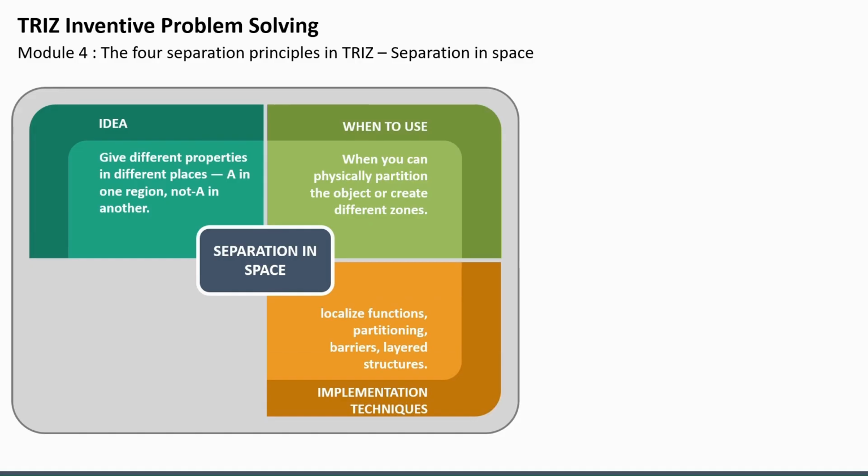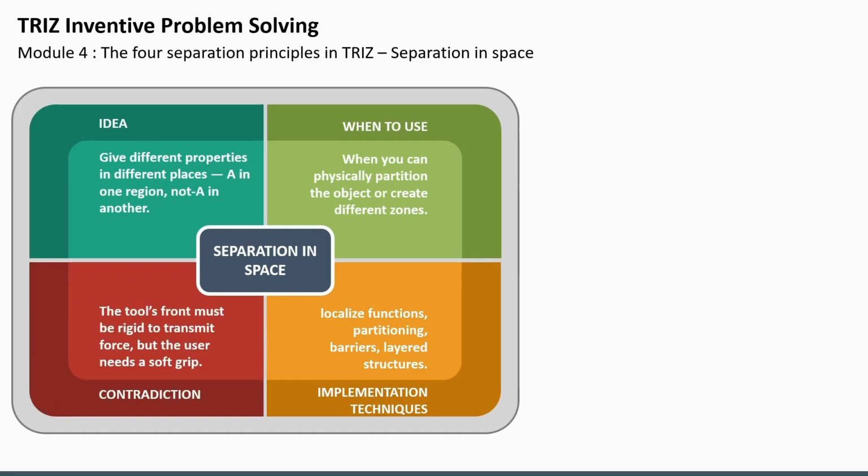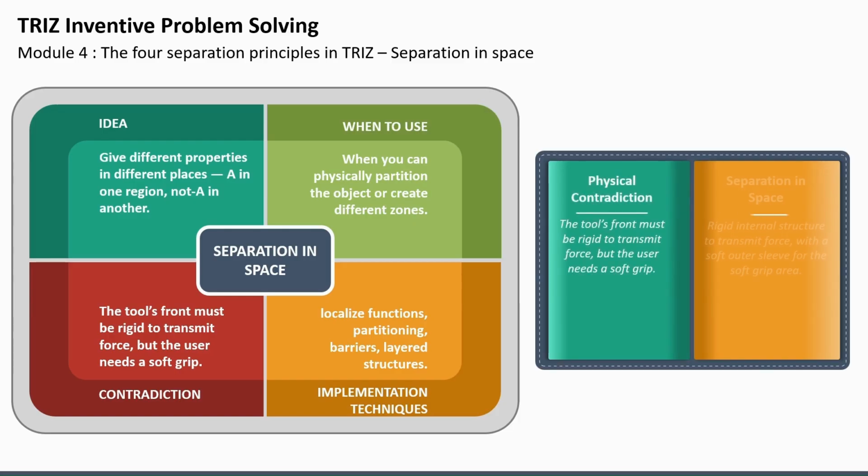And what is the implementation technique? The implementation technique is partitioning, creating barriers, layered structures or localized functions. So these are all the implementation techniques. And if I want to give you a sample contradiction: the tool front must be rigid to transmit force, but the user needs to have a soft and comfortable grip. So as a physical contradiction, the tool's front end should be rigid and the place where we hold the tool should be soft to give you a firm grip. And in the separation in space principle, the solution will be a rigid internal structure to transmit force with a soft outer sleeve for a soft grip area.